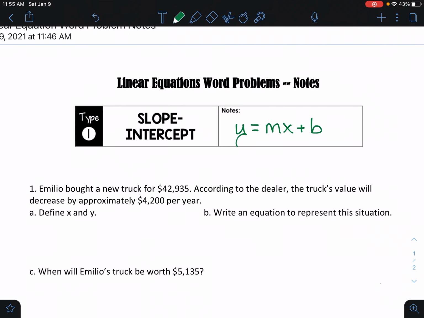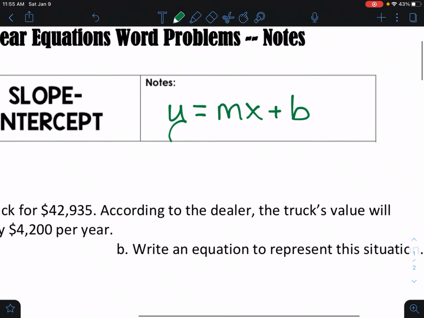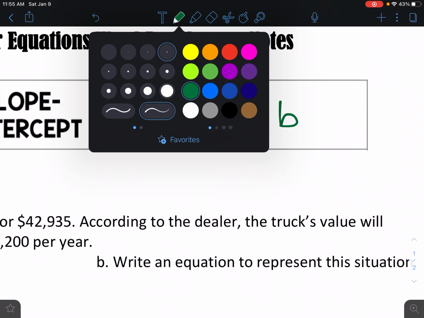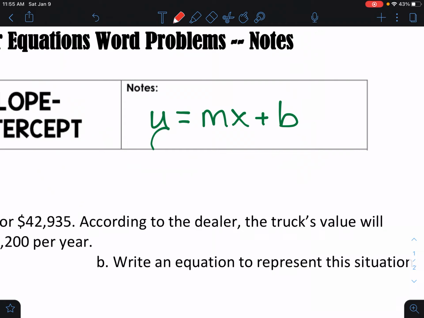Okay, so we've been talking about how to write linear equations, and today we're going to talk about writing linear equations when we're given a real-world situation. You're already familiar with slope-intercept form, y equals mx plus b, and if you recall, when we were graphing equations of lines that look like this, we always started with our y-intercept.